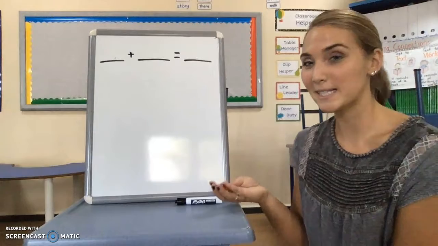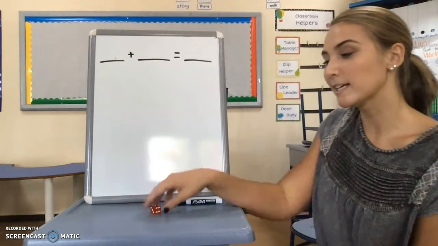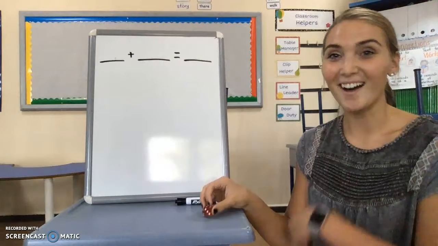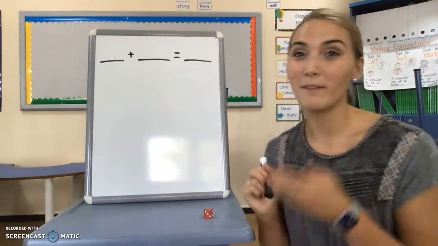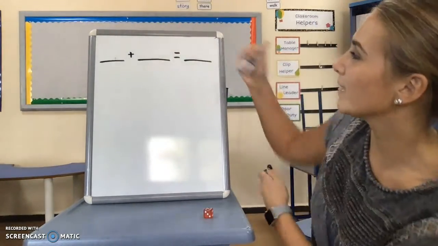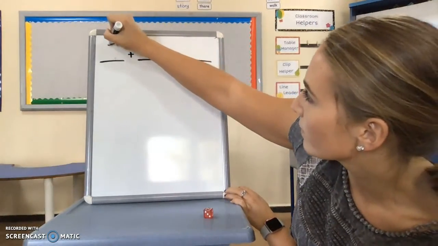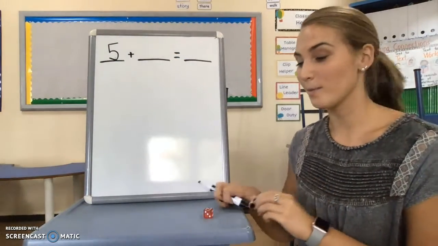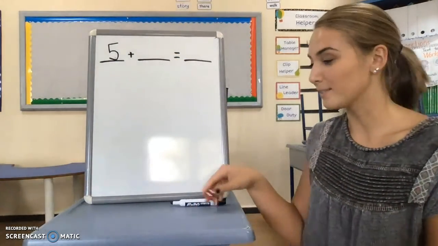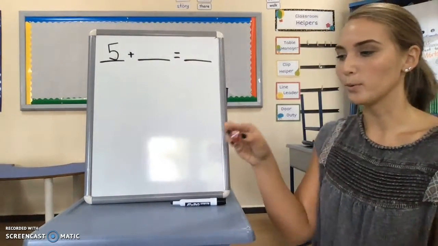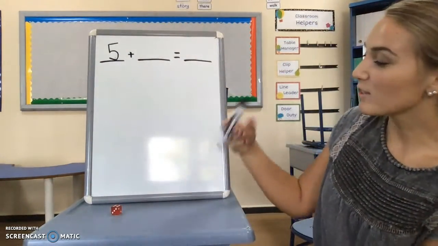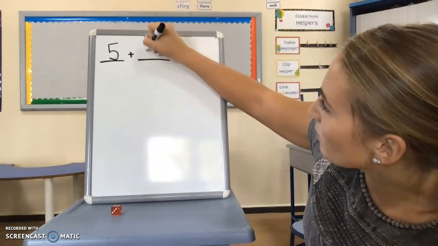So how we're going to play this game is we're going to roll the dice. What number did I get? I got 5. So that's going to be my first part of my addition sentence. Then I need a second part, so I'm going to roll again. Ooh, what did I get there? A 6. So that's going to be my second part.